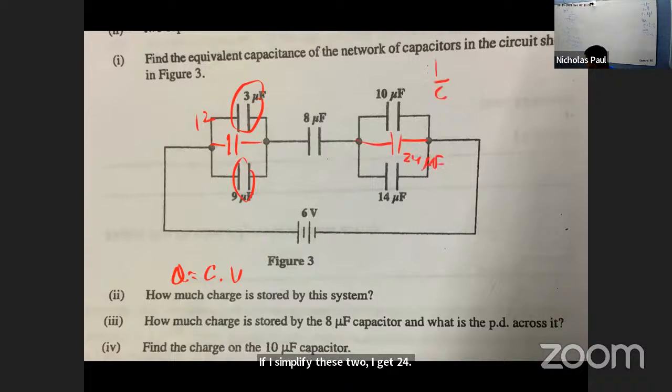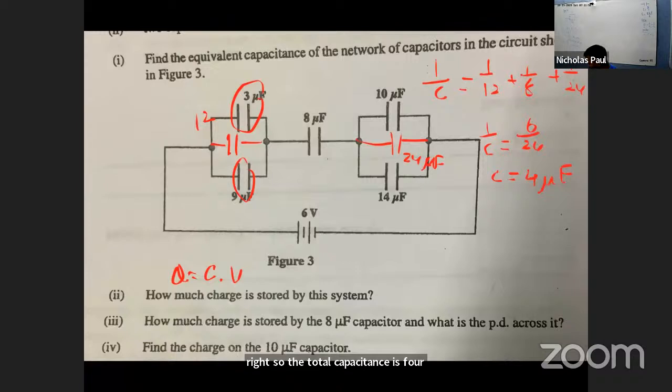Right? So the overall capacitance will be 1 on 12 plus 1 on 8 plus 1 on 24. So that's 2, 3, 4, 5, 6. What's that again? 4. Yeah. Right? So the total capacitance is 4 microfarads.